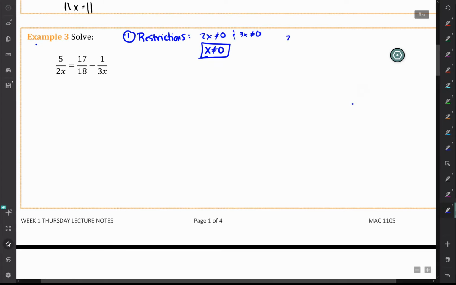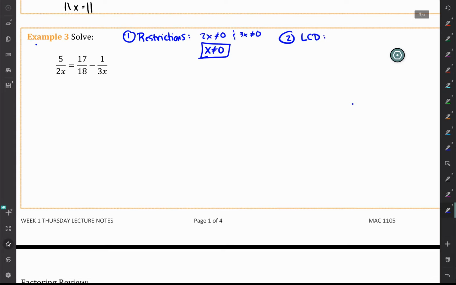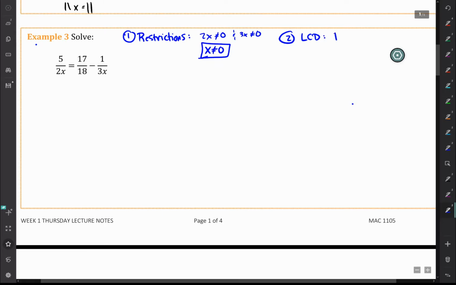Okay, so then for step 2 we need to find an LCD. And so now I have a 2x, a 3x, and an 18. And so 18 is a multiple of 2 and 3, so I think 18x is my LCD. And then remember in step 3 we want to multiply by the LCD and simplify. So I'm taking 5 over 2x equals 17 over 18 minus 1 over 3x, and I'm going to multiply by 18x.